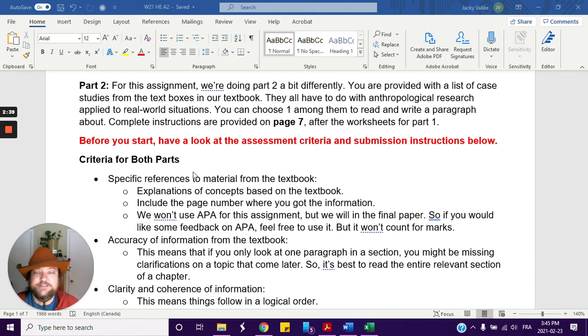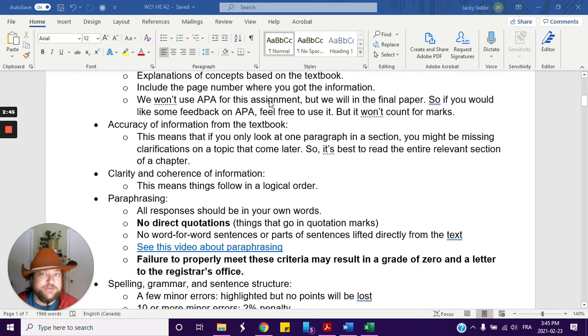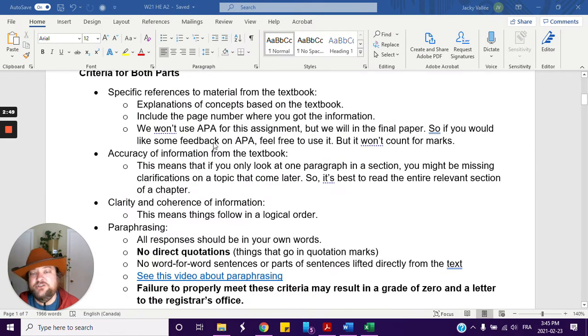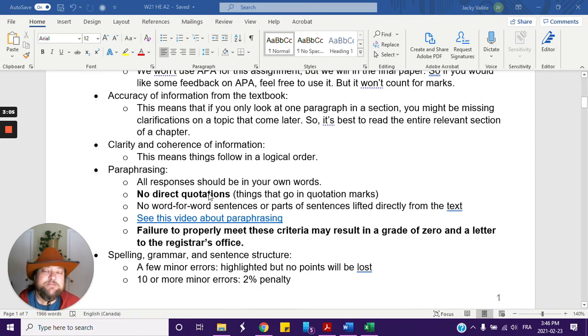Here it's the same assessment criteria and submission instructions, and this time it's right at the beginning. So please, before you get started, have a look at these, and if there's anything here you don't understand, please drop me a line and let me know. If you don't know what I mean by things following in a logical order, just let me know what it is about this that confuses you, preferably more than a day before the assignment is due. Some people get mixed up here.